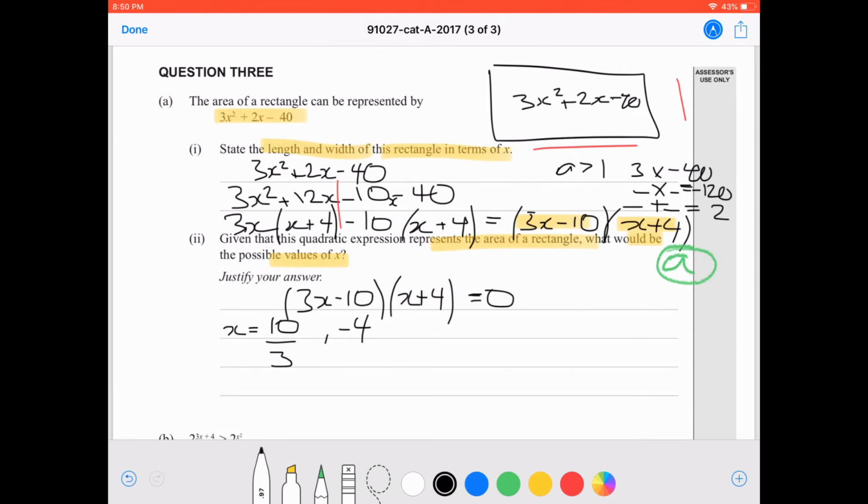Obviously, and again this is similar to a previous question, we're working with actual length, so x cannot be negative, it must be positive, because our area is, well, it's just common sense, isn't it? Lengths and area are positive, meaning x can't equal negative 4, so x equals 10 over 3.